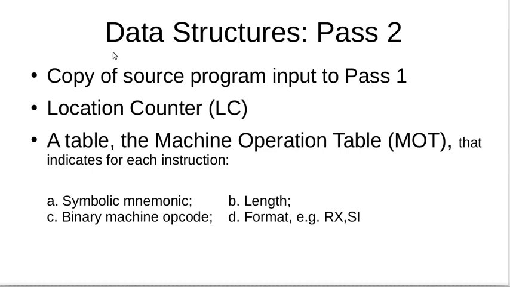First and foremost, a copy of the source program input is passed to pass 2 from pass 1. So we have used a copy in pass 1, and that copy is also sent to pass 2. The second thing is again a location counter.